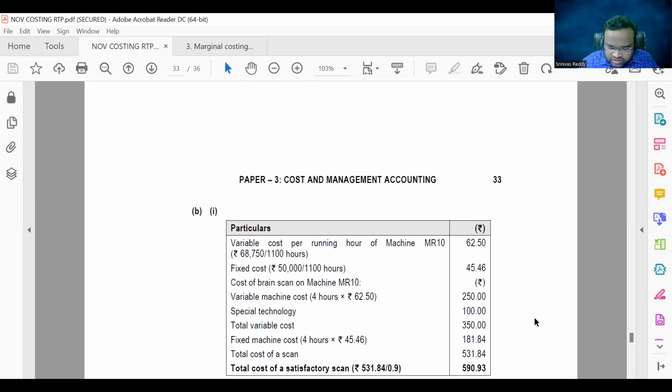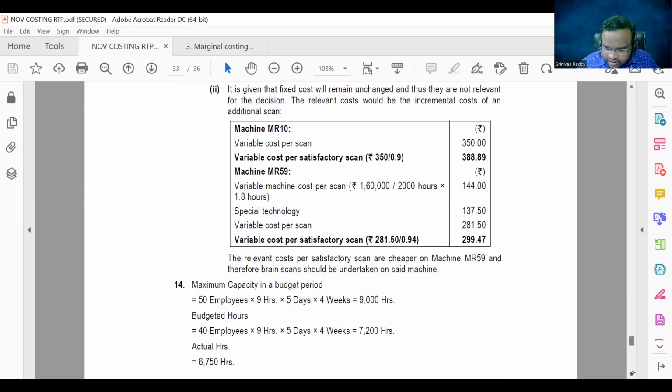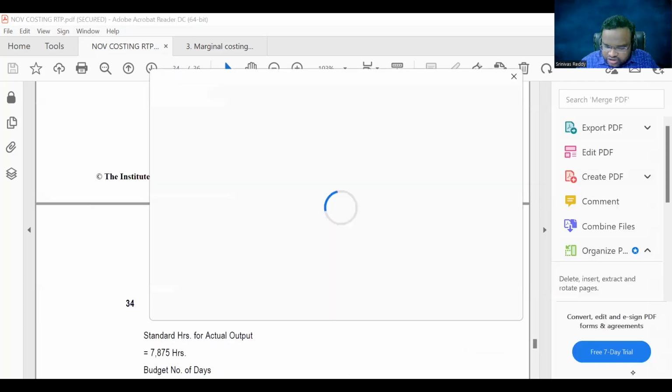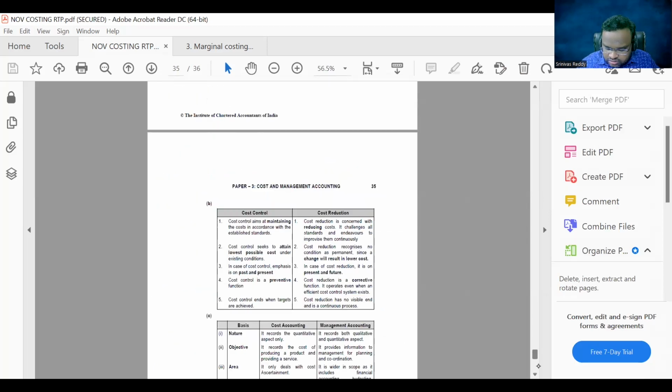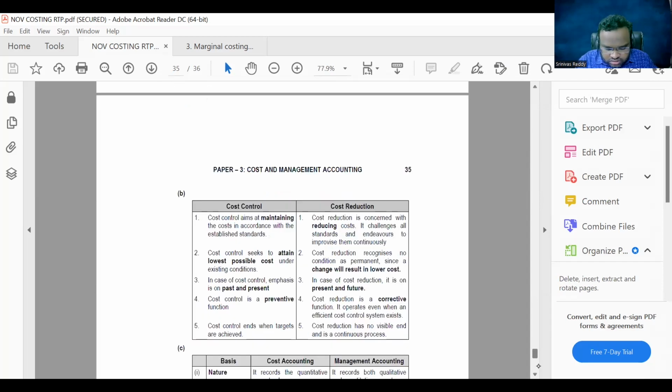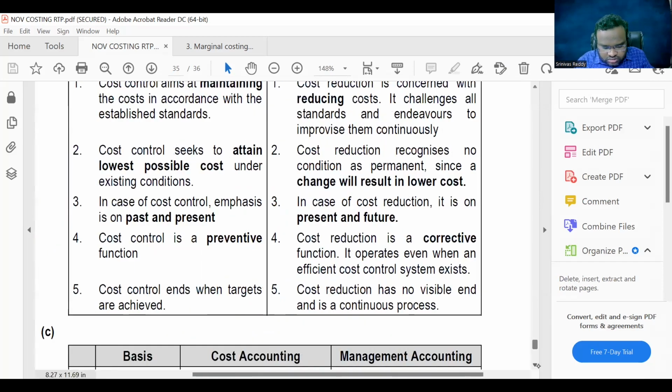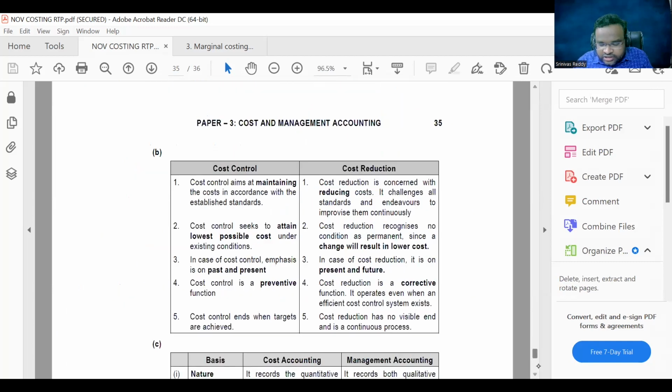So this is a question. Don't neglect the theory part in the examination. Surely it will have impact. So I actually say you write the basis of difference, then write cost control, cost reduction. Surely it will give you marks.